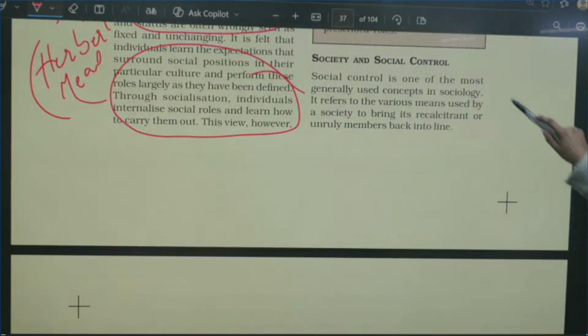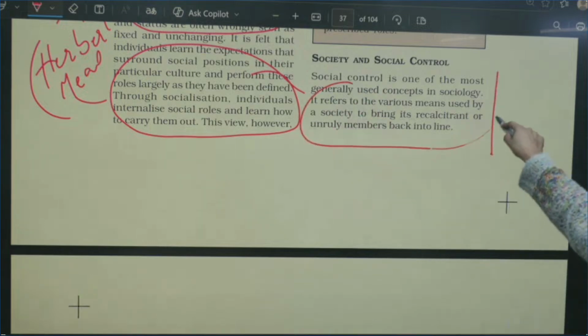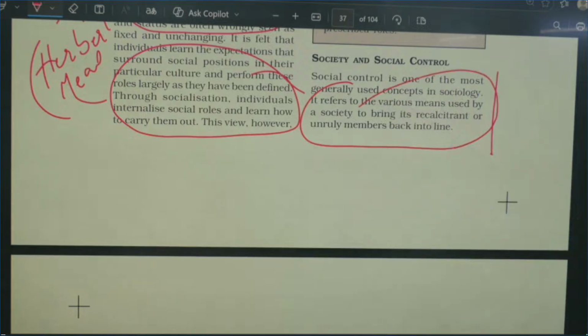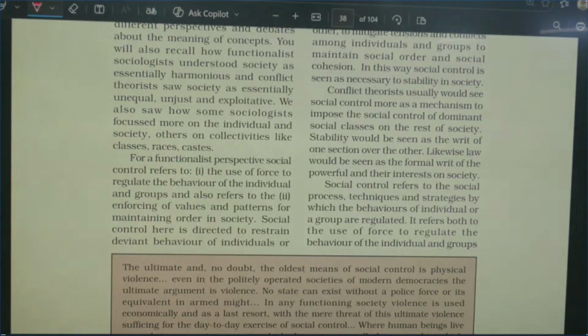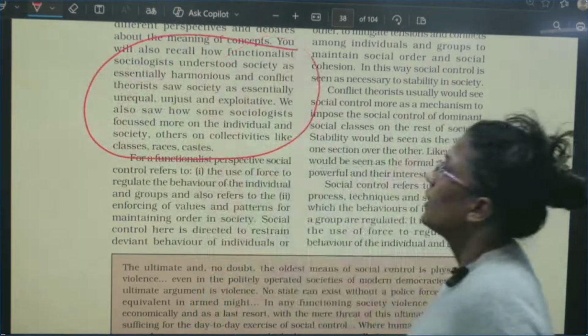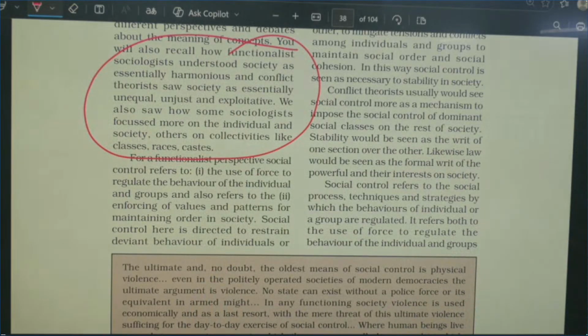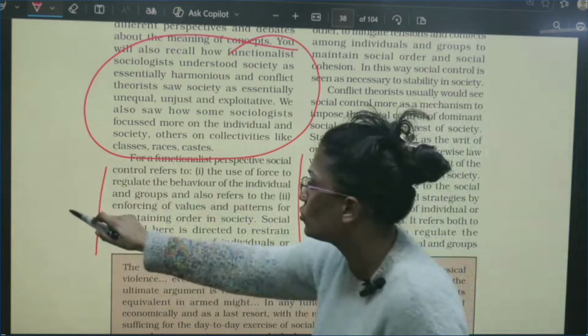So it refers to the various means used by society to bring its recalcitrant or unruly members back into line. Okay, so we need to understand the society can only remain in harmonious position. So for functionalism, from here you will write this paragraph down in your notes.